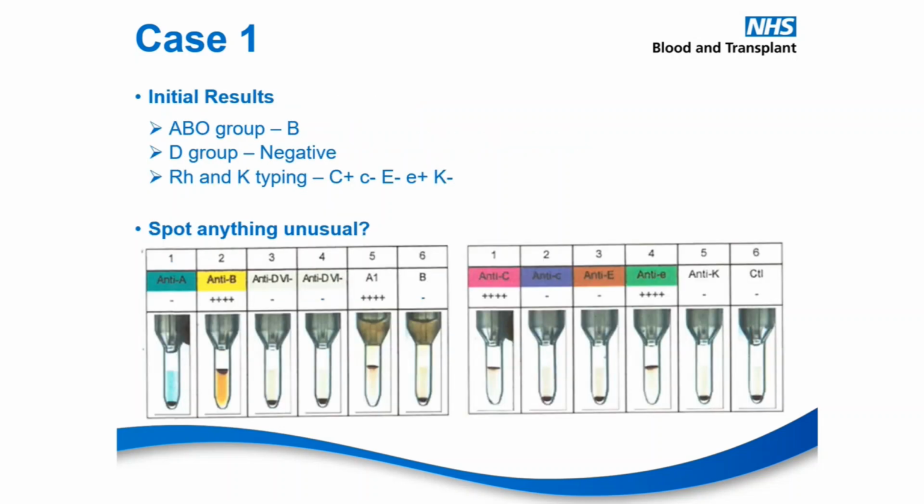So initial results. This patient grouped as group B negative. And the RH and K typing was big C pos, little c neg, big E neg, little e pos. So, spot anything unusual? Anybody fancy posting a comment? No? Okay, we'll carry on.